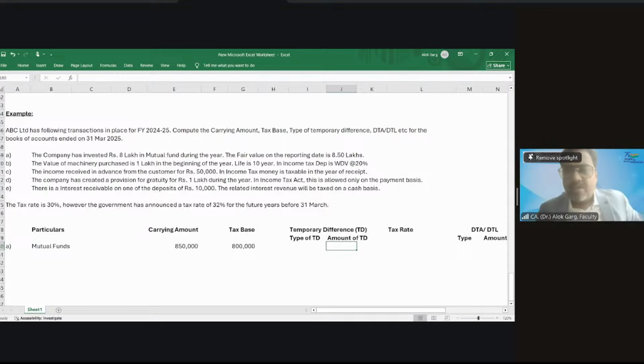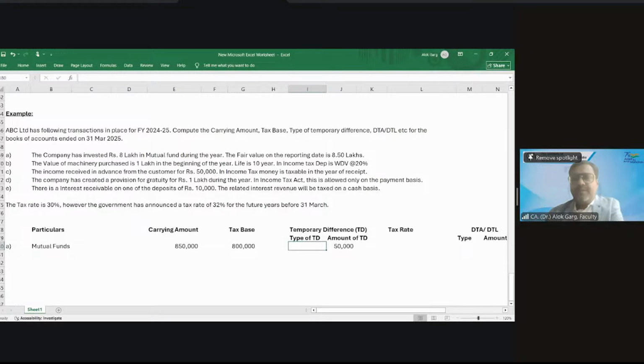Okay, friends, now the type of temporary differences. First of all, what is the amount of temporary difference? Carrying amount minus tax base, which is 50,000. 50,000 is the amount of temporary difference. Tell me, is it a taxable temporary difference or a deductible temporary difference? First of all, let me clarify.